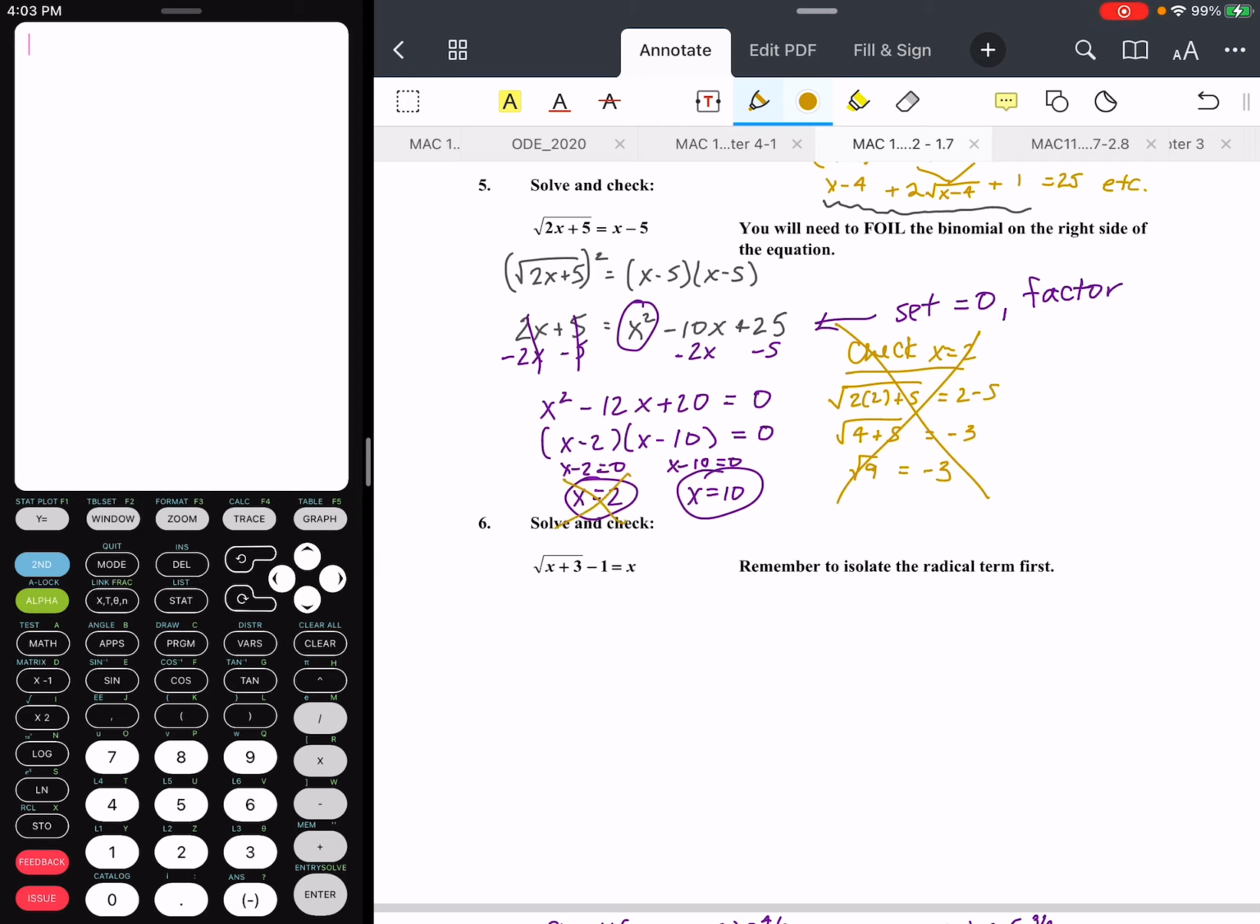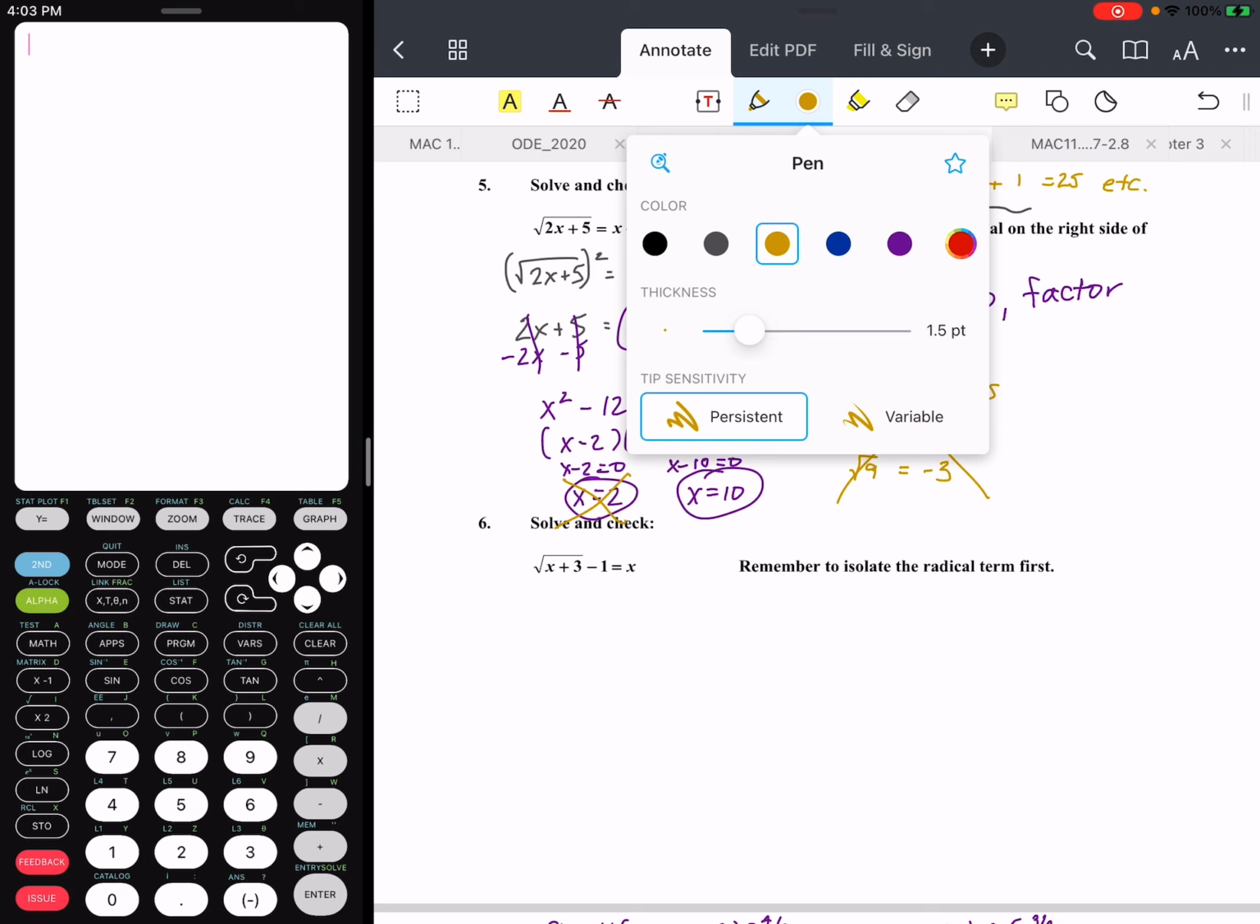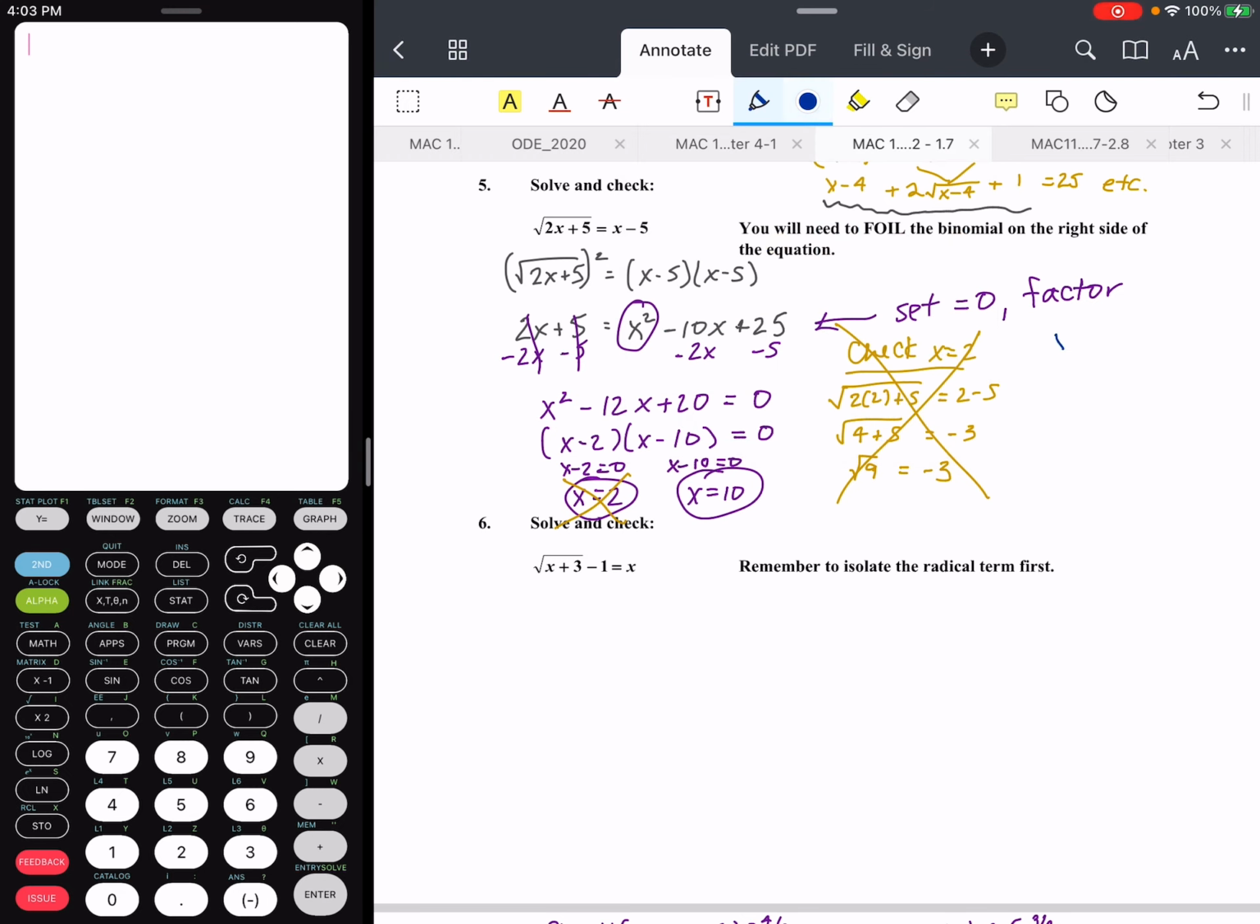That's not a solution. And now I'll go through this process one more time to check our second proposed solution. Check x equals 10. And checking x equals 10, I'll have 2 times 10 plus 5 under the square root equals 10 minus 5. This would be the square root of 25 equals 5, and that's a true statement. So x equals 10 is our one solution. We kick out x equals 2.